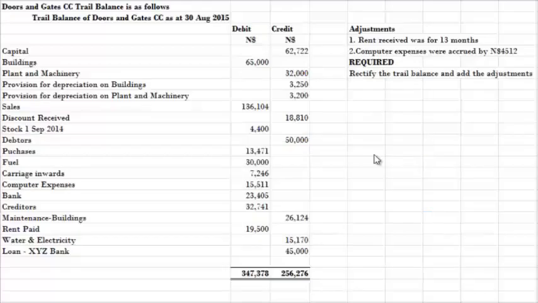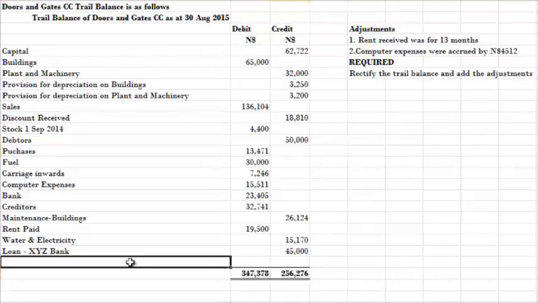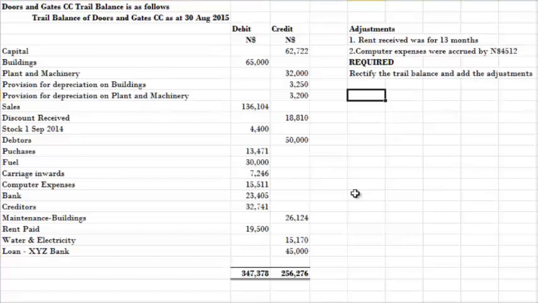Over here we have a trial balance of Doors and Gates CC as at the 30th of August 2015. Now, as you can see, this trial balance does not balance. The debit and credit side is not equal. What we need to do is rectify the trial balance and add the adjustments. So the first step, we firstly need to rectify our trial balance. We need to put the items that belong on the debit side on the debit side, and the items that belong on the credit side we need to put on the credit side. So we need to use our accounting equation map when we do this exercise.